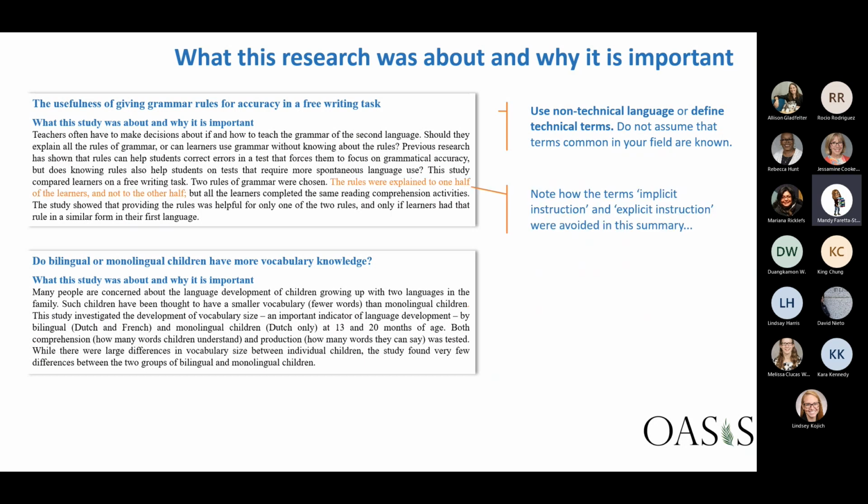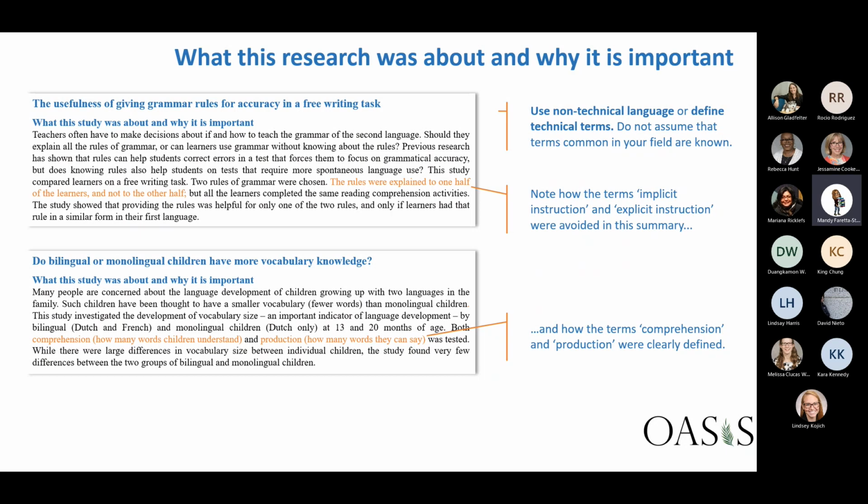a definition. So an example here, in that first annotated example, this was the explicit and implicit instruction study. So instead of saying, first, one half of learners got explicit instruction, the writer said the rules were explained to one half of the learners and not the other half. So you can see how it just changes sort of the way that explanation comes across.